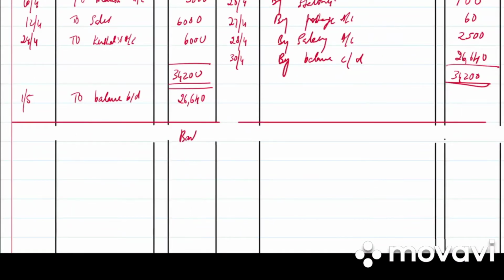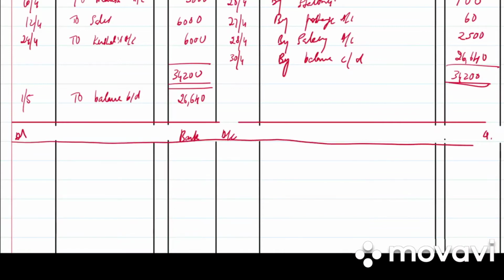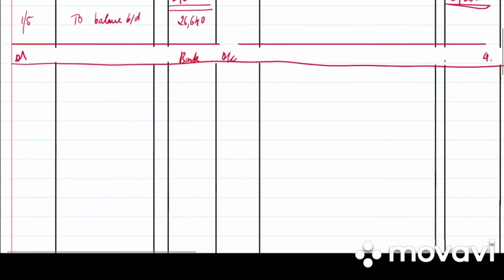Next we will do our bank account. We have debit side, credit side, date, particulars, JF, amount, date, particulars, JF and amount. On 1st April we have to balance brought down, that is the opening entry. How much is it? 12,000. On 6th April on the credit side we have by Ramesh account 6,000.